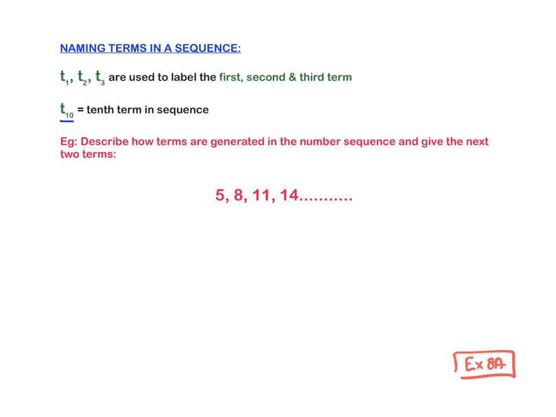In this next question, it says describe how the terms are generated in the number sequence and give the next 2 terms. What's happening here? You add 3. Does that work here too? Yes, that's definitely working. So we're adding 3. What would the next 2 terms of the sequence be? 17 and then 20. So we're just practicing that language today, and it's really easy.